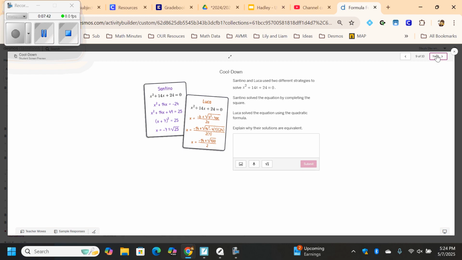Okay, and then the cool down says Santino and Luca used two different strategies to solve x squared plus 14x plus 24. Santino solved by completing the square, and Luca used the quadratic formula. So explain why the solutions are equivalent. They're the same thing, but Luca's is divided by 2. Or no, Santino's.